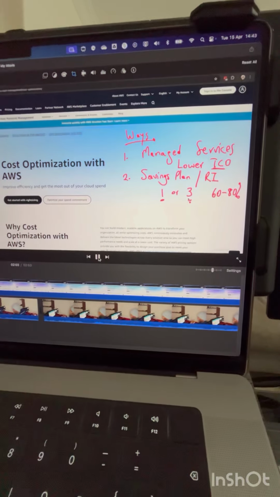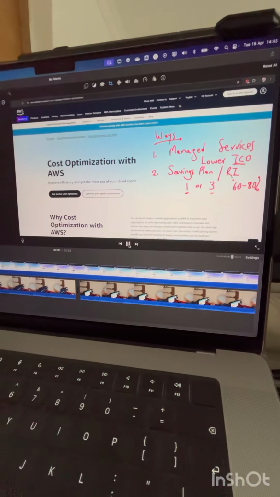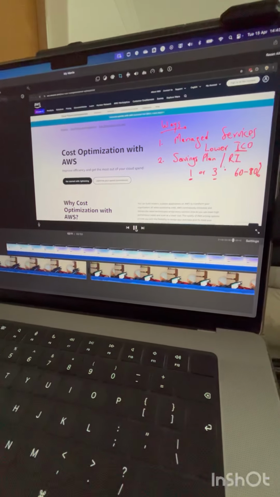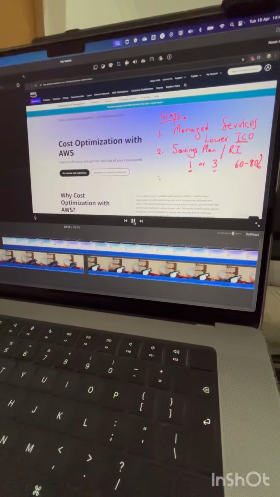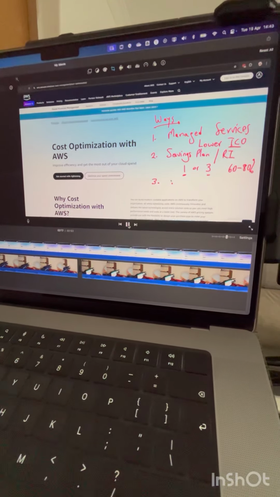So if you're planning to run instances in that number of years, you can sign up for savings plans and also for reserve instances, which allow you to save a lot of money, 60% to about 80%.